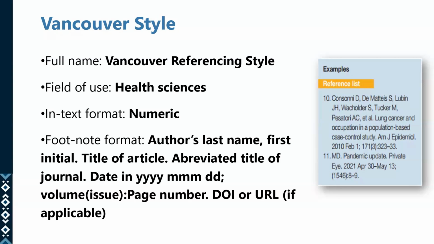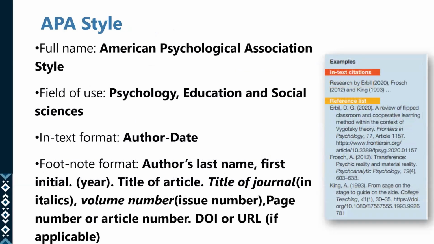Lung cancer and occupation in a population-based case control study. That is the title of the article. And then you have the abbreviated name of the journal, followed by the date. After the date, you have the volume and the issue number, and lastly, the page. So that is how references in Vancouver style are supposed to appear in the reference list. The next style that you are going to see is the APA style.